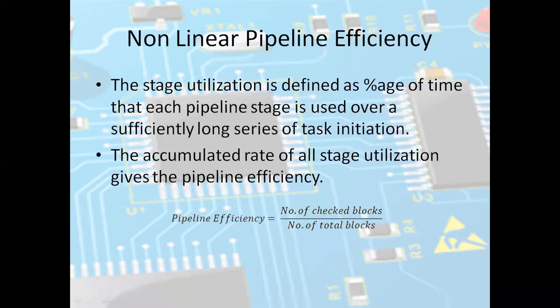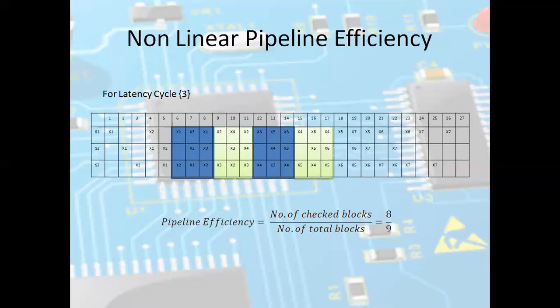So let's start. Nonlinear pipeline efficiency, or stage utilization, is defined as the percentage of time that each pipeline stage is used over a sufficiently long series of task initiations. The accumulated rate of all stage utilization gives the pipeline efficiency. The pipeline efficiency can be calculated with this formula: pipeline efficiency equals number of checked blocks divided by number of total blocks. These blocks we have to find from the reservation table.